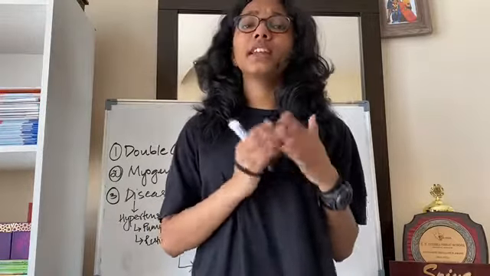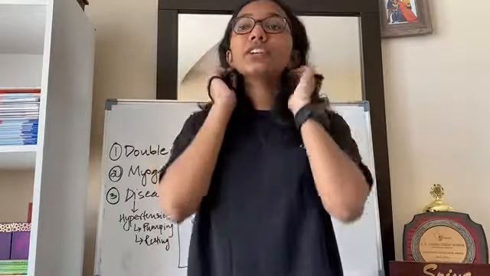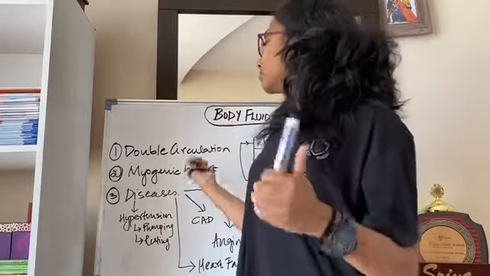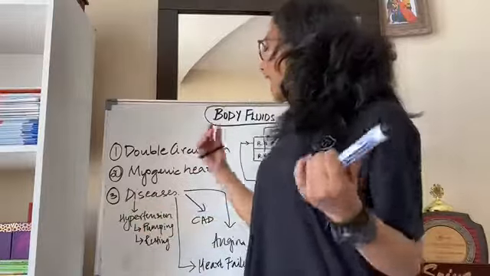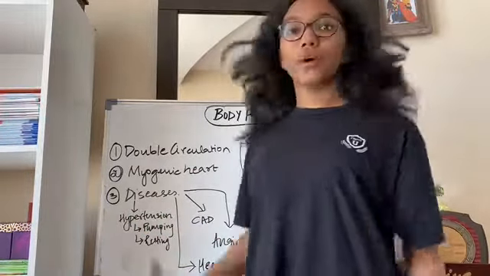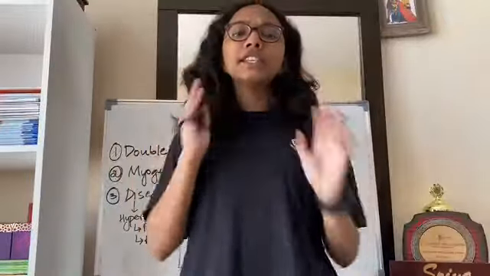Today we'll be doing the last part of body fluids and circulation, and we're just going to cover double circulation and the concept of myogenic heart and the diseases associated with the circulatory system. So let's get going. So double circulation.